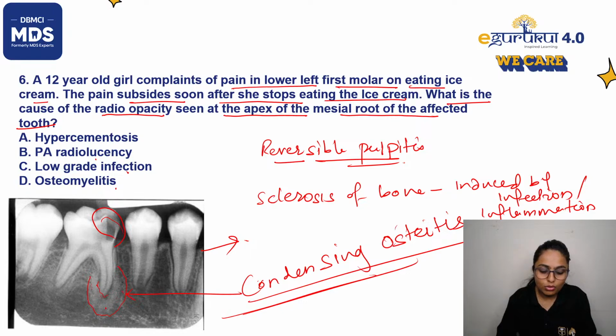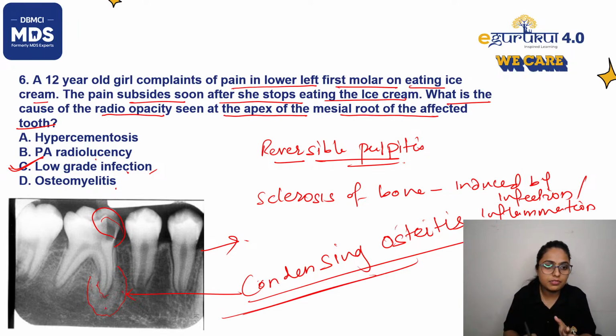So this condition occurs due to what? Due to low grade infection. This is the answer for your question. They can also give you a radiograph only and then tell you to identify the condition. When such a lesion is present, your answer should be condensing osteitis.